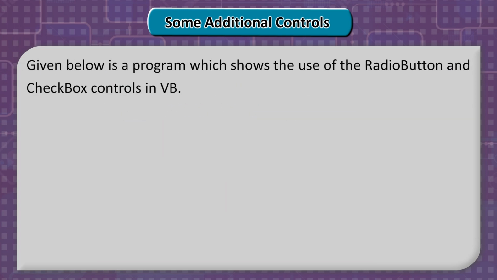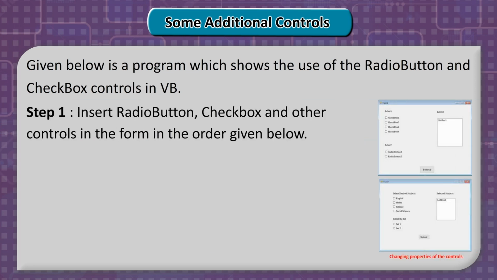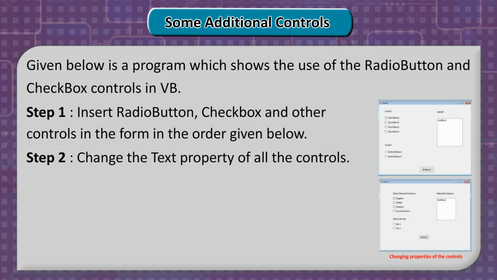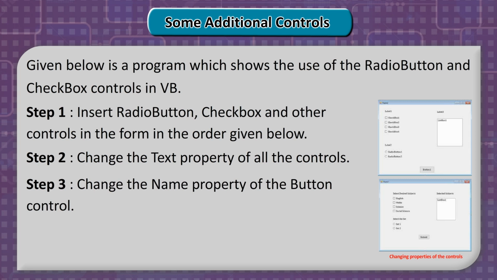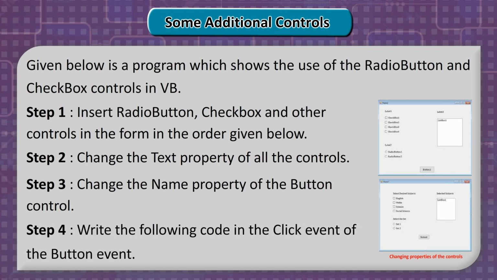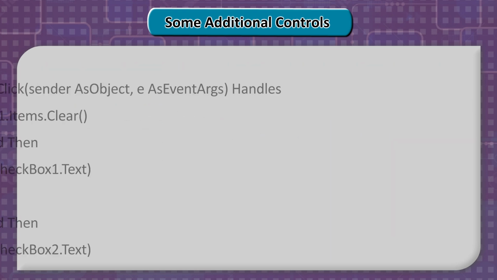Given below is a program which shows the use of the radio button and checkbox controls in VB. Step 1. Insert radio button, checkbox and other controls in the form in the order given below. Step 2. Change the text property of all the controls. Step 3. Change the name property of the button control. Step 4. Write the following code in the click event of the button control.